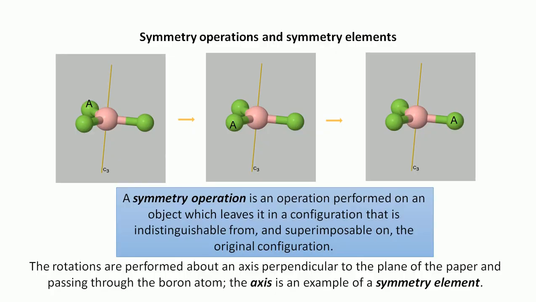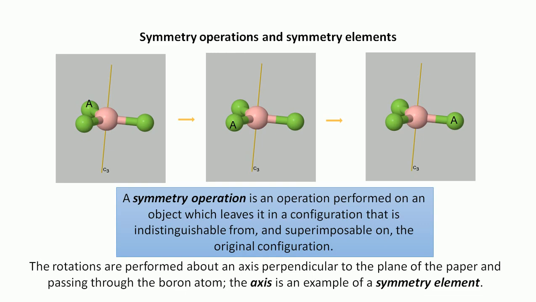Let us take an example of boron trifluoride BF3 molecule, which is a planar molecule, and one of the fluorine atoms is marked using the letter A, and we have marked an axis which is passing through the boron perpendicular to the plane of the molecule, the plane where all the atoms in the BF3 molecule lie.